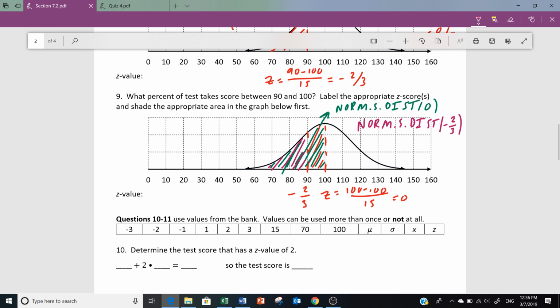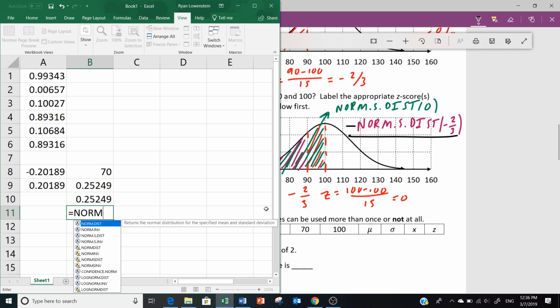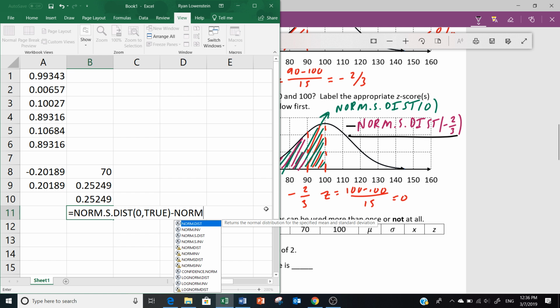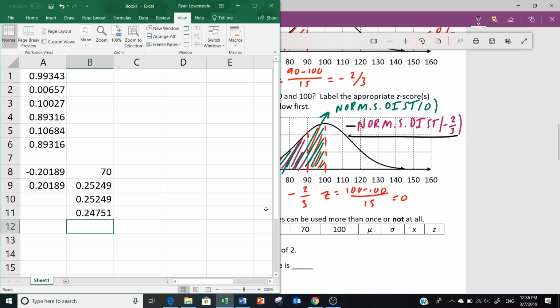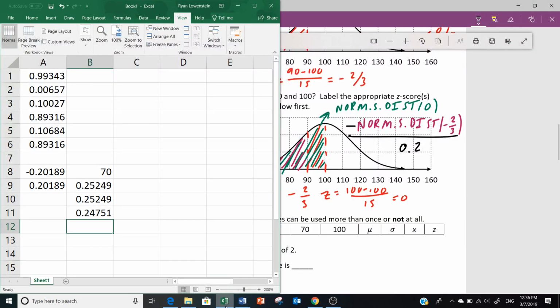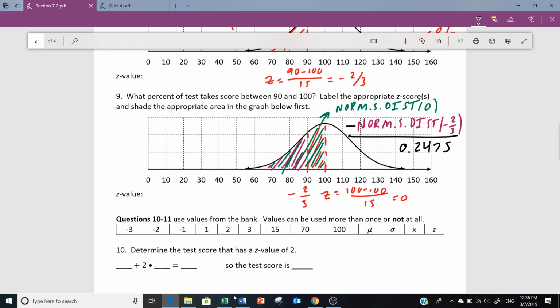And then what do I want to do with both of these things to be left with the area in the middle? Subtract. Good. So I'm going to subtract both of these things, and that's going to be my answer. I'm going to do it in Excel. Equals NORM.S.DIST of 0, true, minus NORM.S.DIST of -2/3, true. And I get 0.2475. Any questions on number 9?